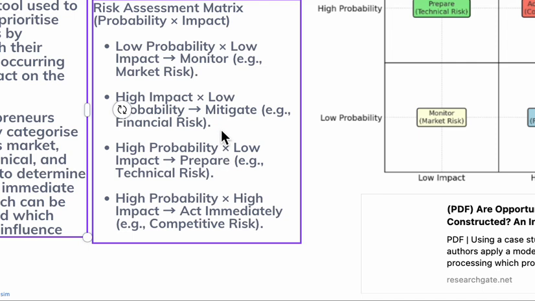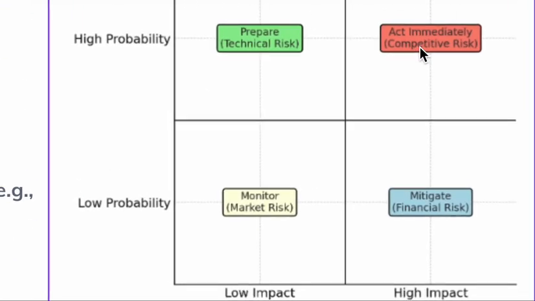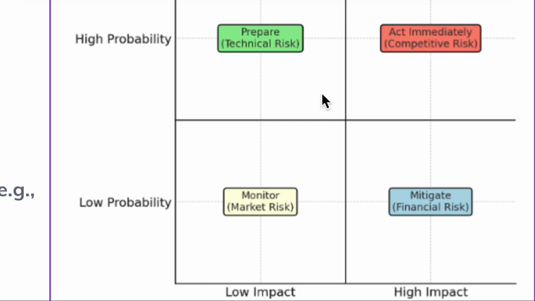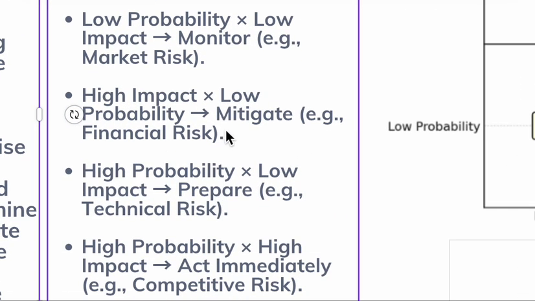Low probability times low impact. This is where risks are simply monitored. When we say you simply monitor, it won't derail the business, but you still keep it in view. An example is a minor market fluctuation. Then high impact with low probability, so you start to mitigate. This risk does not happen often but can be very damaging, so you have to do mitigation.